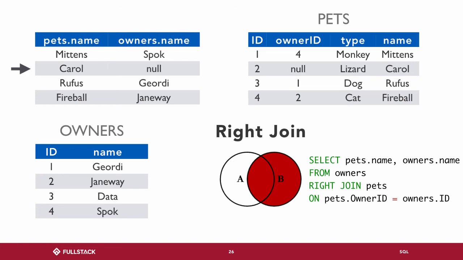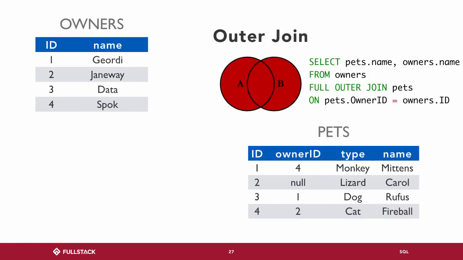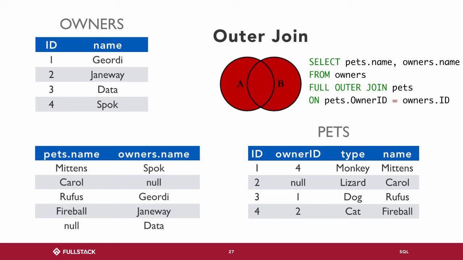And I guess if you want to get the records for both of these, you would end up doing a full outer join, which is not, at least in my experience, all that common, where you would end up getting all of the owners and all of the pets, right? But some of the pets don't have owners, and some of the owners don't have pets. So we see that Carol doesn't have an owner, and Data doesn't have a pet. So that gives you an idea of the different types of joins that you could run.